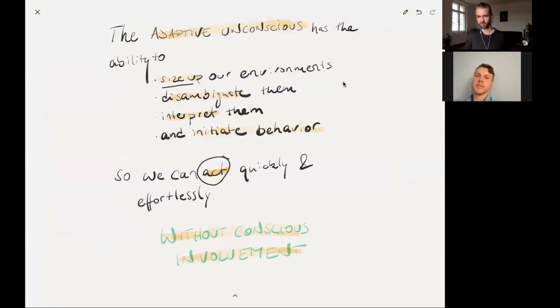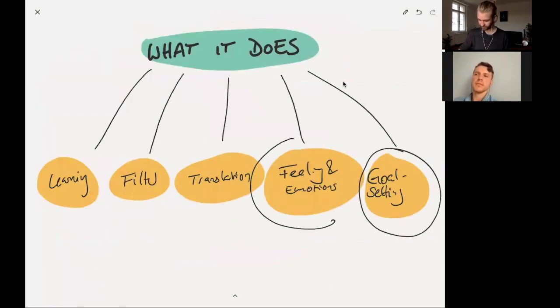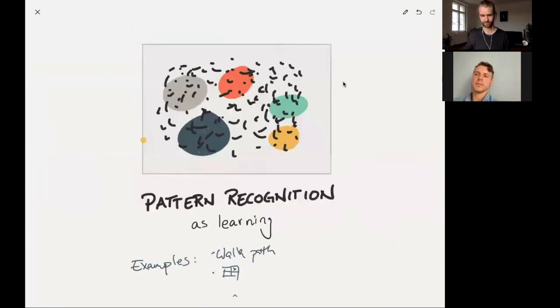Basically, these processes are there to size up the environment, disambiguate it, interpret it, and then initiate behavior. And in his words, these are the five things that we do for that. I want to go through that with examples, so I've tried to create these incredible drawings. One of the processes he pays a lot of attention to is pattern recognition. The adaptive unconscious takes all the data and tries to recognize patterns in it, and he calls that learning on the level of the adaptive unconscious.